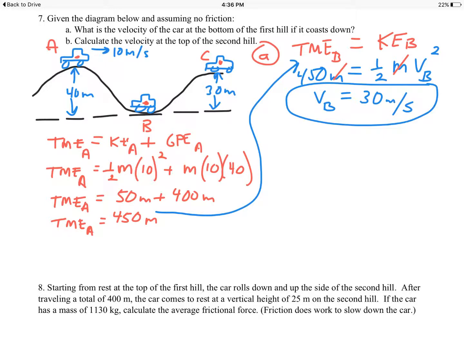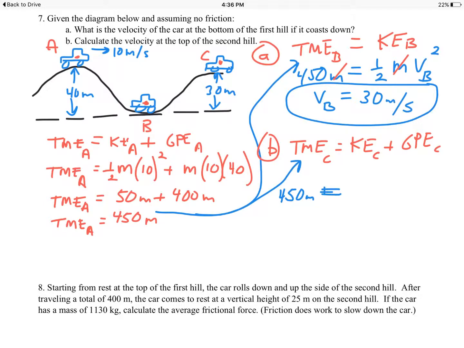All right, part B. At point C, the total mechanical energy at point C will be the kinetic energy at C plus the GPE at C. And once again, the total mechanical energy is still the 450. So we're going to have 450 m equals, not plus, equals the kinetic energy at C, which is 1/2 m times v at C squared plus m times 10 times 30.